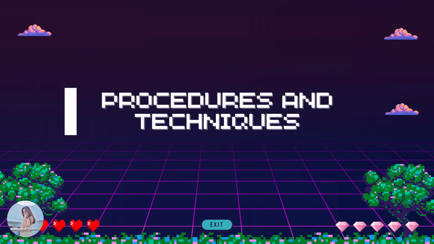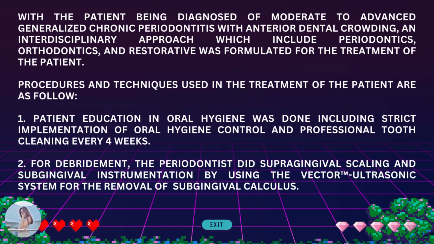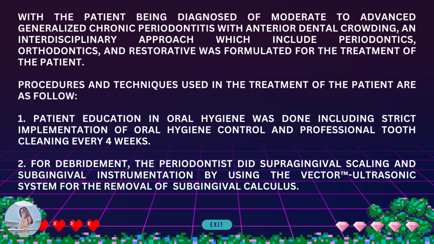Procedures and techniques. With the patient being diagnosed with moderate to advanced generalized chronic periodontitis with anterior dental crowding, an interdisciplinary approach which includes periodontics, orthodontics, and restorative was formulated for the treatment of the patient. Procedures and techniques used in the treatment of the patient are as follows.